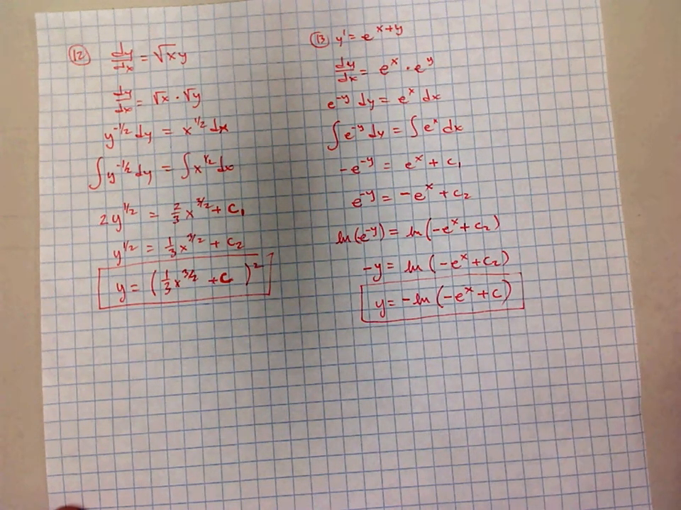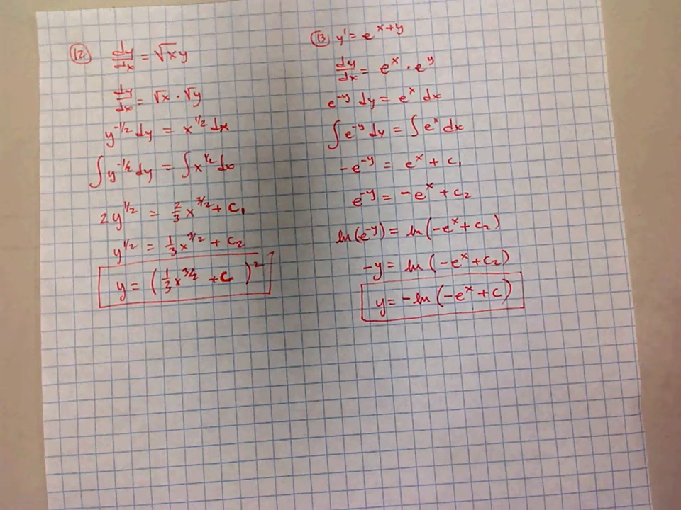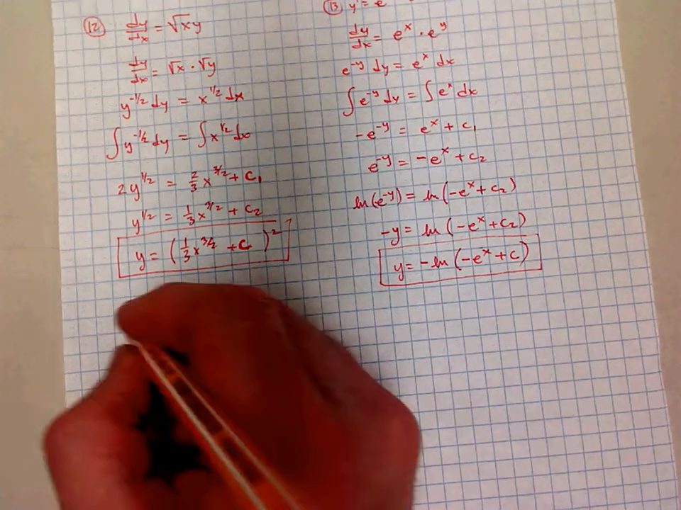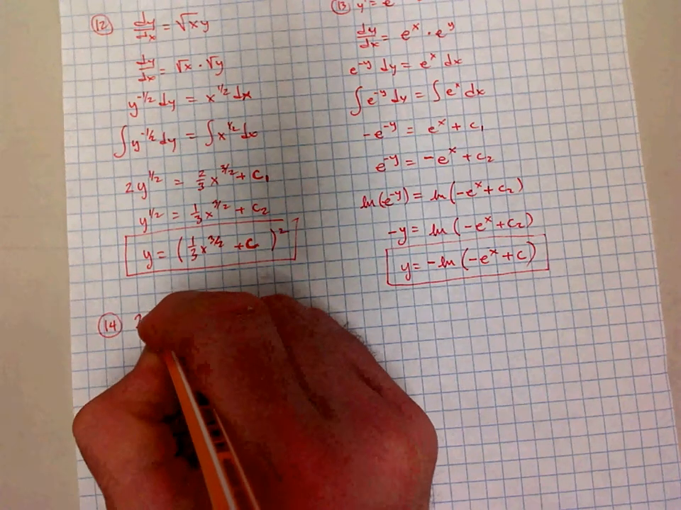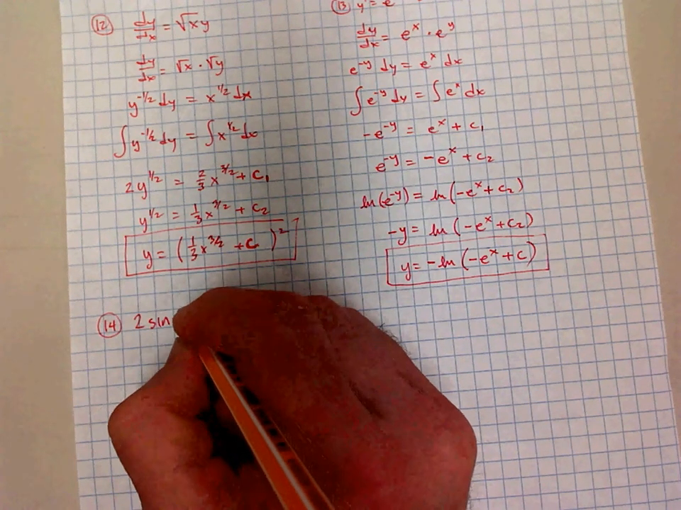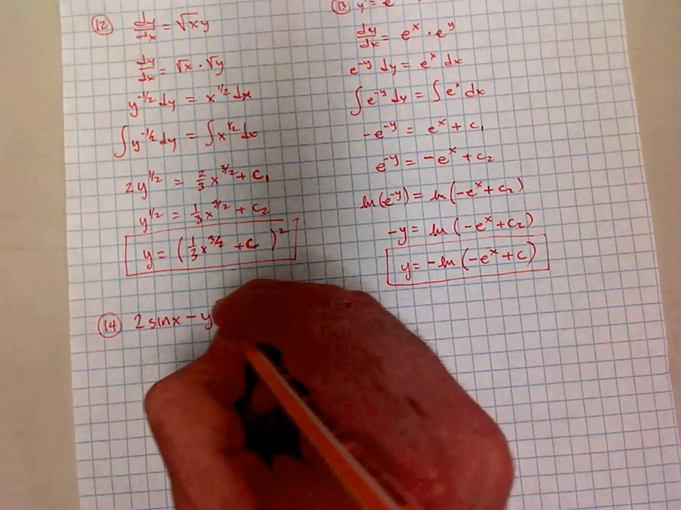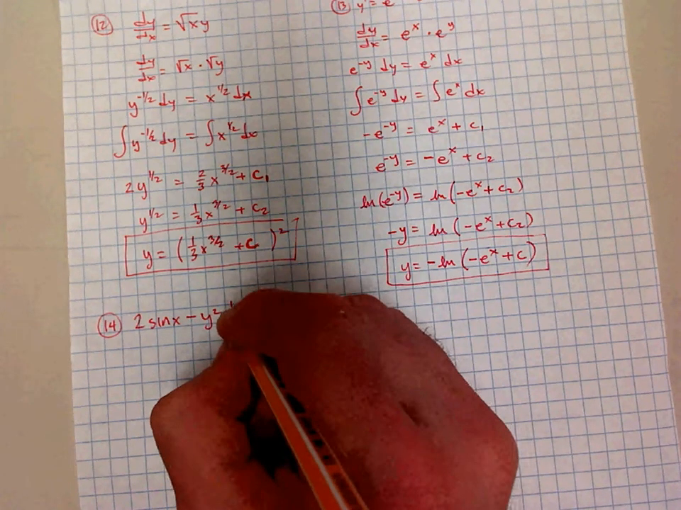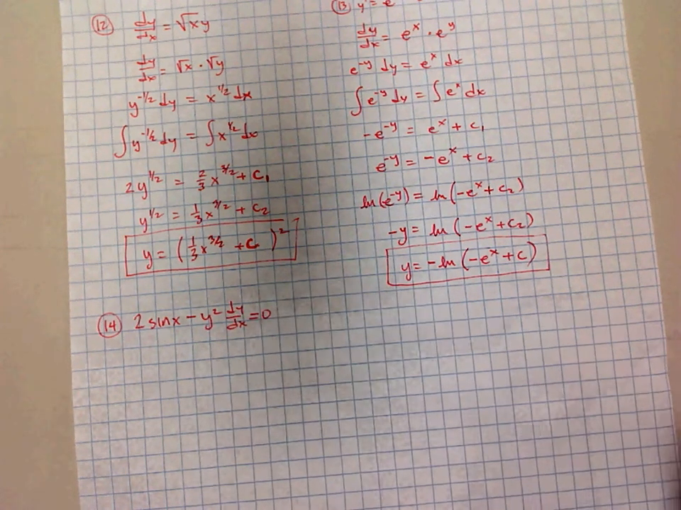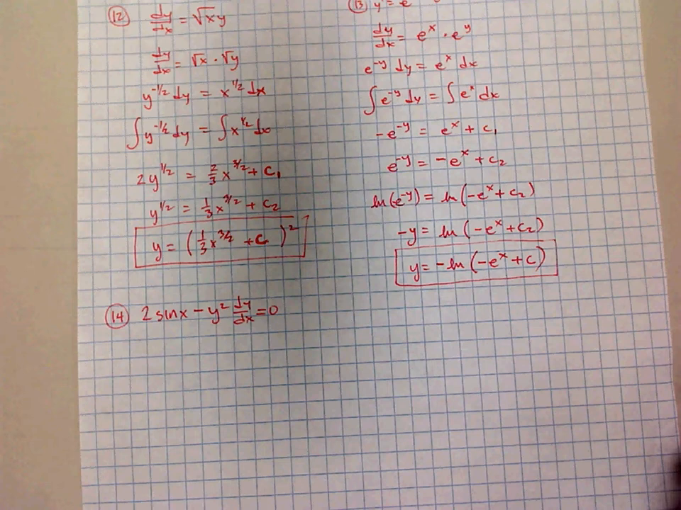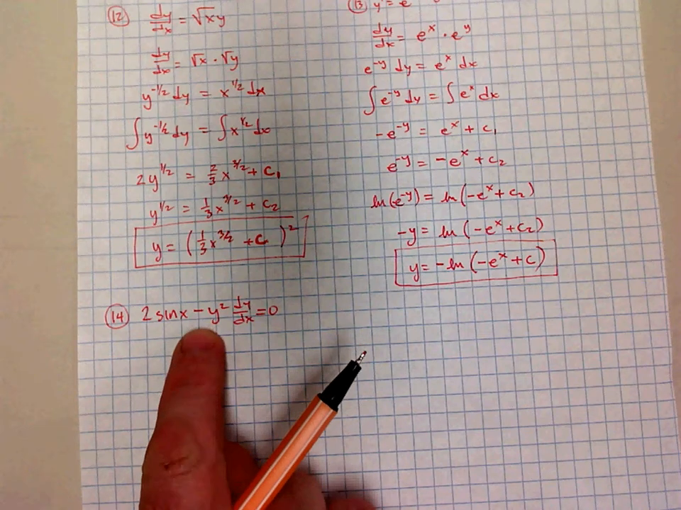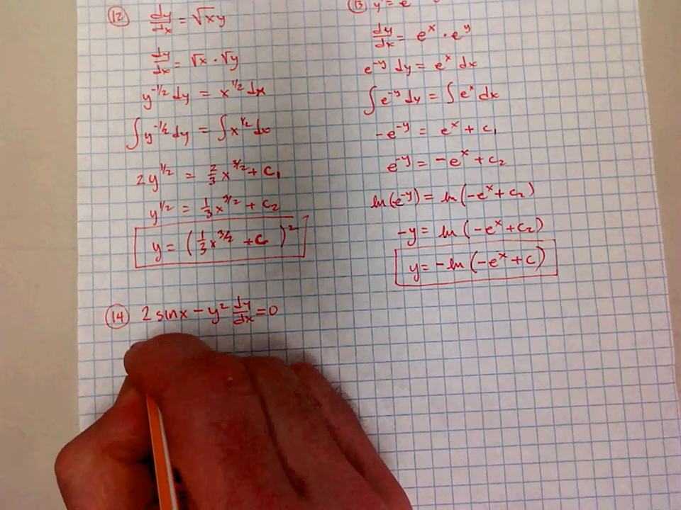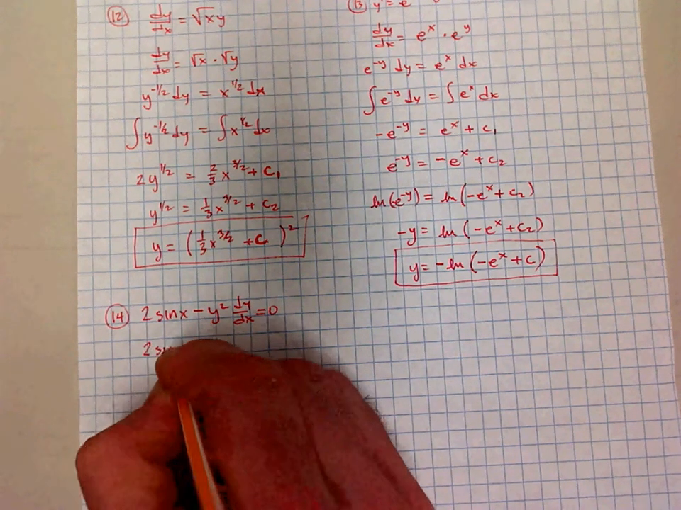Find a solution to the differential equation. In 14, we've got this one, 2 sine of x minus y squared dy/dx equals 0. Okay? We want to make this into some type of a multiplication problem. Let's go ahead, and I think it's going to be easier for us if we just add this to both sides, giving us 2 times the sine of x equals y squared dy/dx.